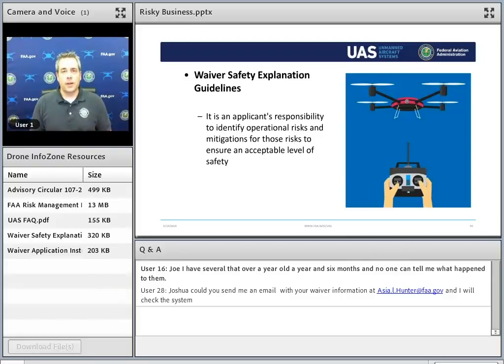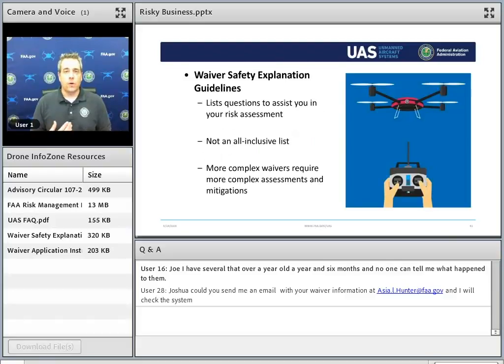So there is some material out there to help you. One of the first ones, and you've heard me say this again and again, is the Waiver Safety Explanation Guidelines. Remember, it's your responsibility to provide us the information that shows that you understand risks and you're providing mitigations to ensure an acceptable level of safety. It's not our job to guess at what you're going to do. It's your job to spell it out for us: the hazard, the assessment, and the mitigation strategies you're going to incorporate. So the Waiver Safety Explanation Guidelines are your starting point. They are a great starting point to help you out.